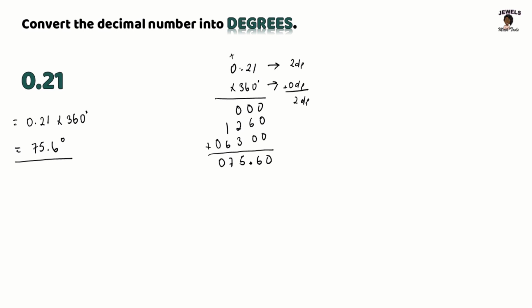Okay, so there you have it. I hope that this video is very simple and easy for you to follow along. Remember to convert your decimal number into degrees, you just multiply by a revolution, which is 360 degrees. And once you've multiplied your numbers correctly, you will be able to convert these numbers into degrees.